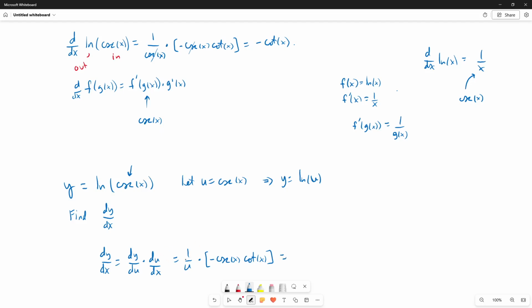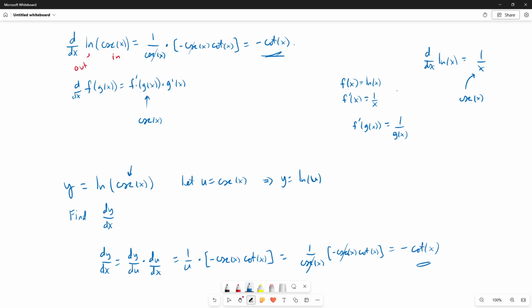And then back substituting for u, which was cosecant x, we get our answer, 1 over cosecant x times negative cosecant x times cotangent of x. And again, the cosecant cancels, and we're left with negative cotangent of x, which agrees with what we did the first time. So there's a couple of ways to approach the chain rule.